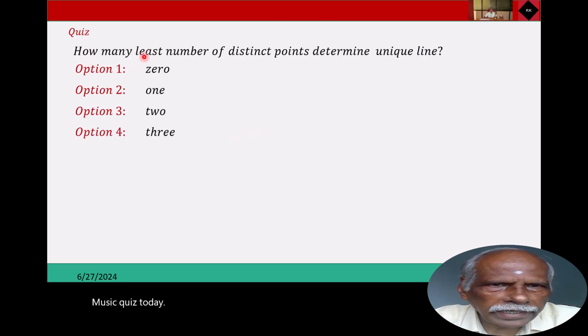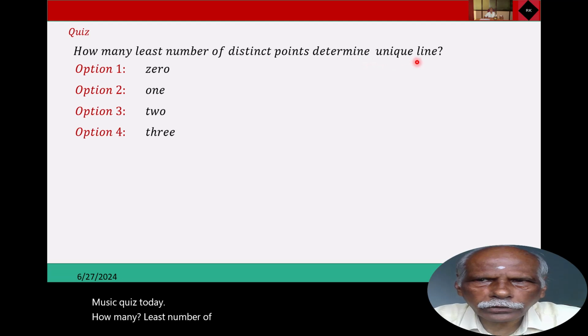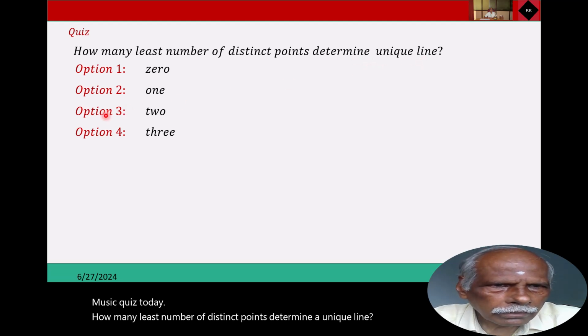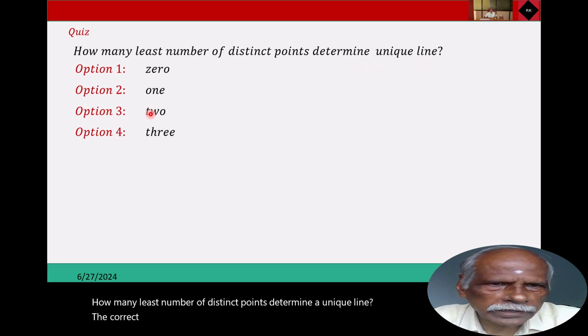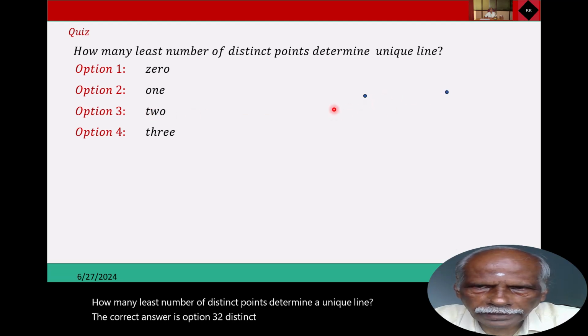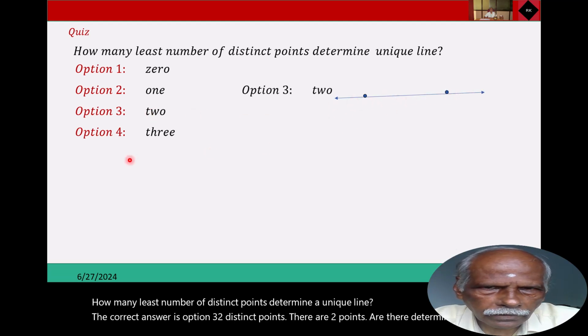We will see a quiz today. How many least number of distinct points determine a unique line? The correct answer is option 3, 2 distinct points. There are 2 points, which determine a unique line.